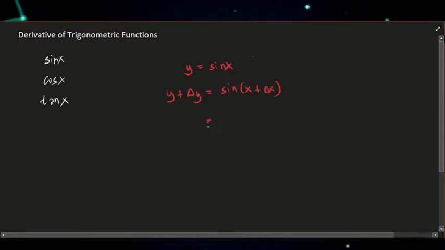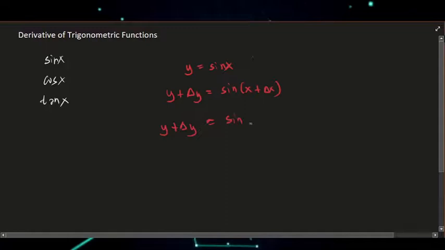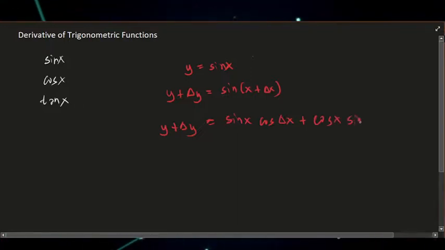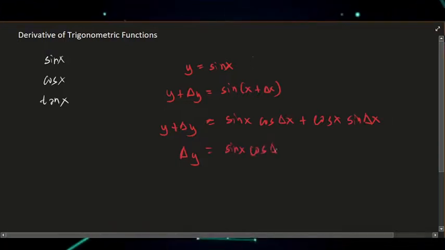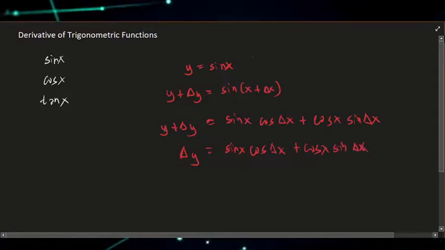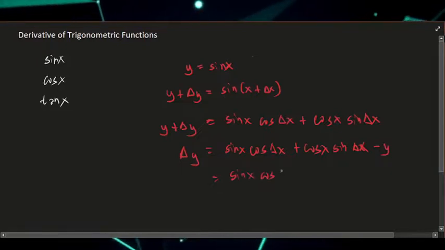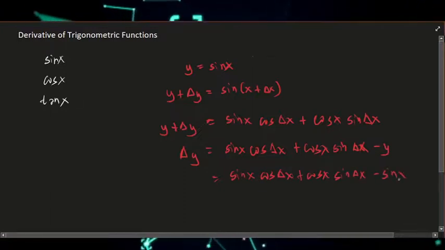Then as we know, these are the sum and difference of two angles. For this one, this is the sum of two angles. We could say that this will be sine x cosine delta x plus cosine x sine delta x. Then we will solve for delta y. So delta y will be equal to sine x cosine delta x plus cosine x sine delta x. We will be moving y to this side of the equation, so it will be minus y. And we know that y is equal to sine x, so that will become sine x cosine delta x plus cosine x sine delta x minus sine x.